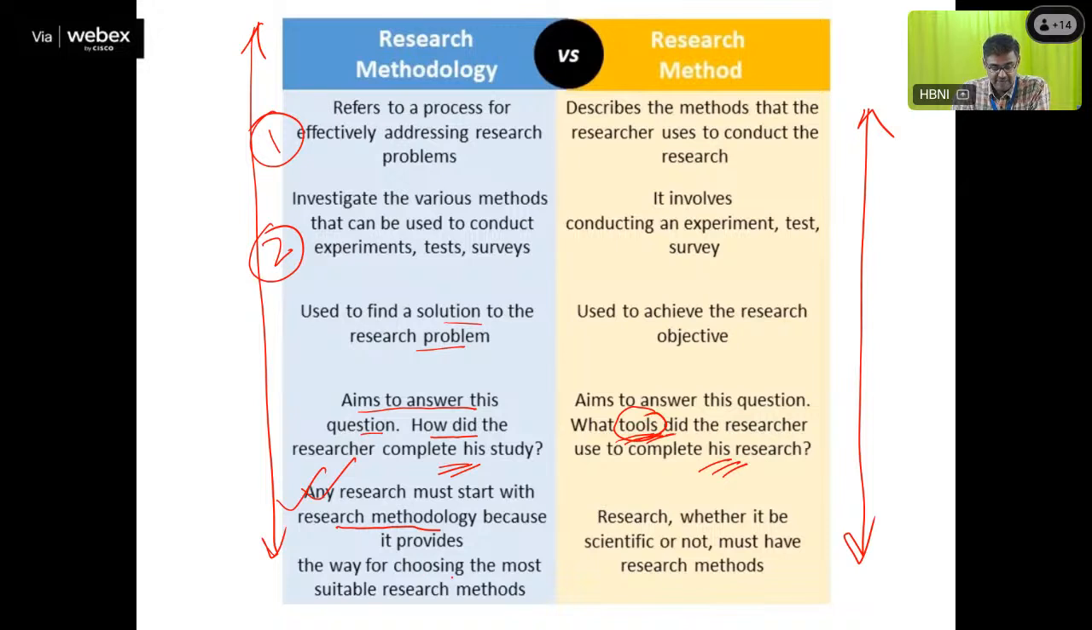Because it provides a way for choosing the most suitable research methods. Research, whether scientific or not, must have research methods. So research methods are everywhere. So this, in a snapshot, is the difference between research methods and methodology.